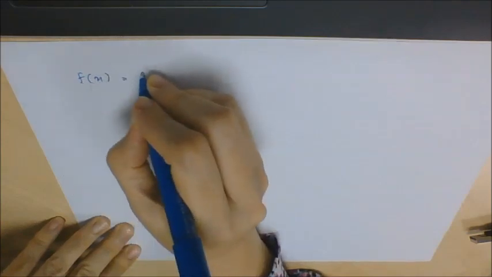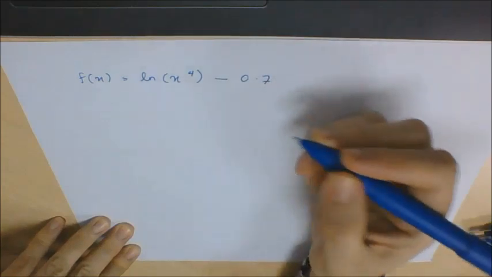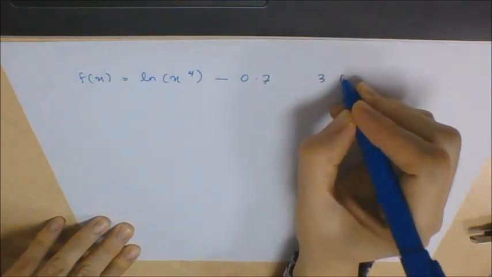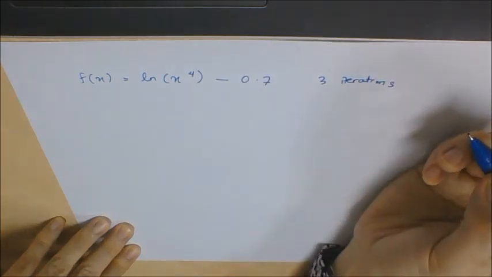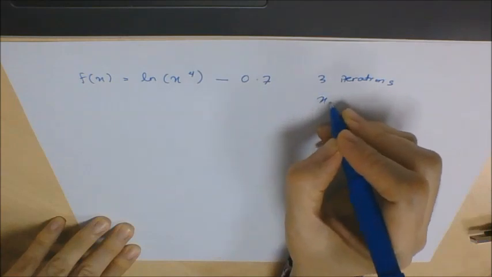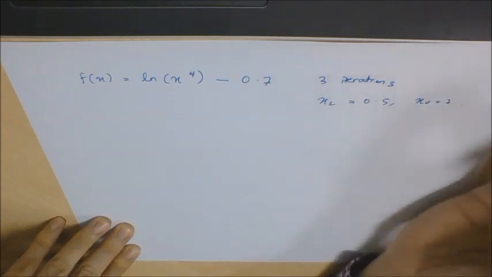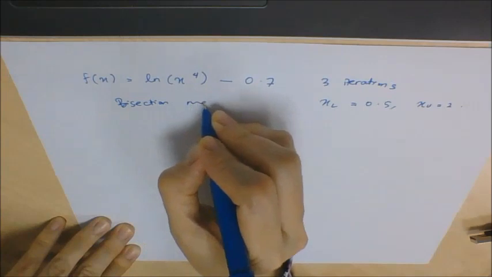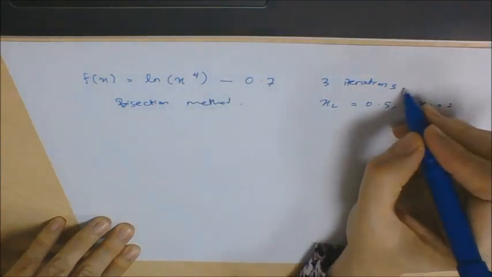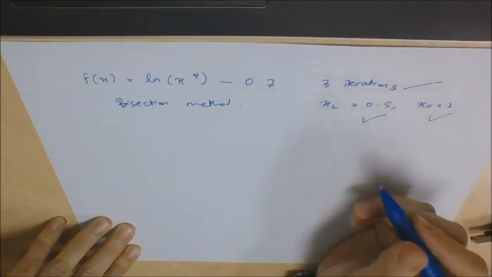Locate the root for the function ln x^4 minus 0.7 using 3 iterations, with the initial guesses given as xl equals 0.5 and xu equals 2. So you are asked to solve this problem using the bisection method, you need to do 3 iterations, and your lower x and upper x are given.